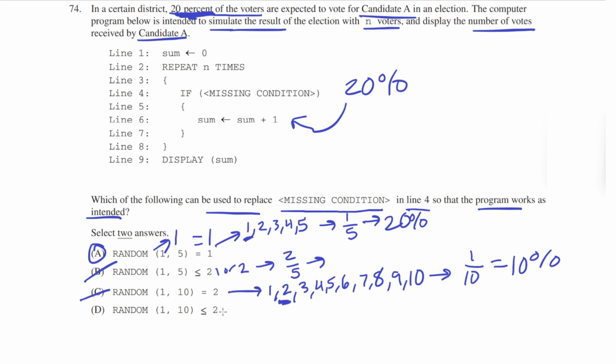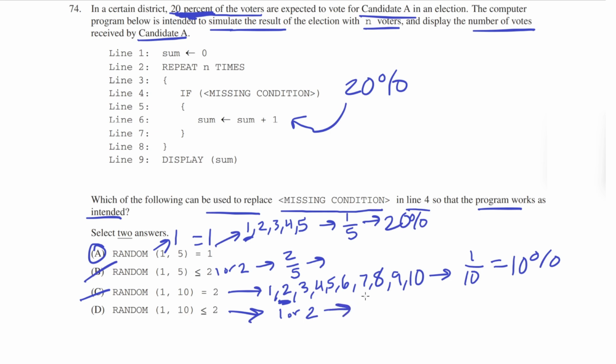D says random 1 to 10 is less than or equal to 2. So again, 10 different possibilities for what random returns. And only in the cases that random 1 to 10 is less than or equal to 2 do we return true. So this means that when random returns either 1 or 2, this expression returns true. Because 1 is less than or equal to 2 and 2 is less than or equal to 2, but 3 is not less than or equal to 2, and the rest of the numbers are also bigger than 2. So there are two different values for when this expression is true.